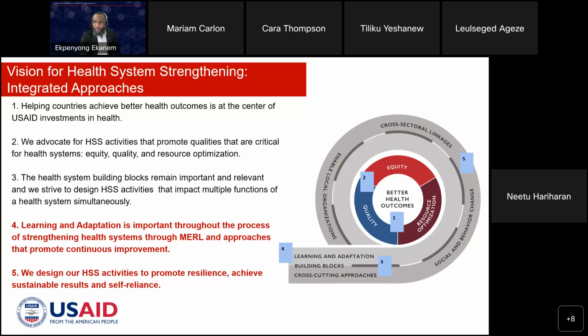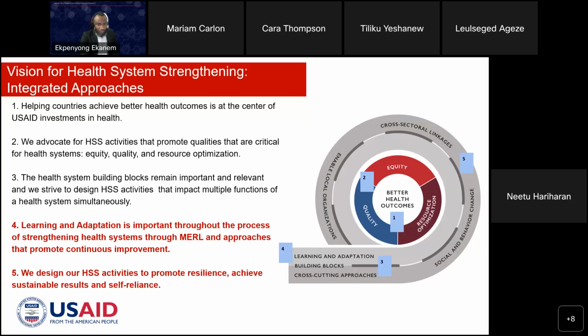Quality, ensuring that the services we're providing are of quality and the system itself needs to be high quality to support those services. And resource optimization, that resources need to be aligned to achieve those goals. Resource optimization is not just financial resources, but it includes human resources as well as drugs and supplies and other.